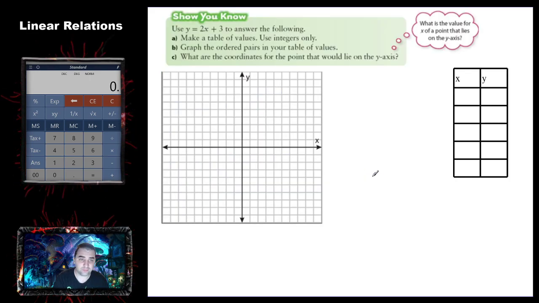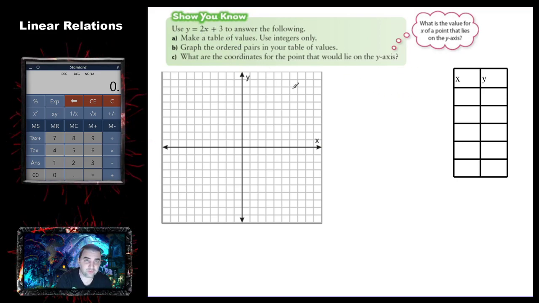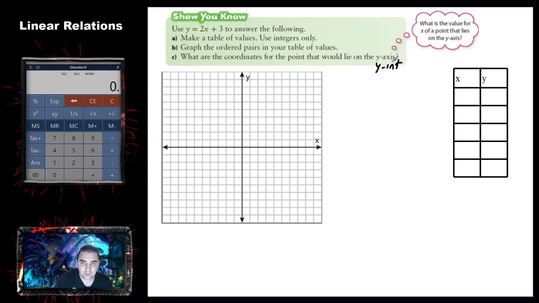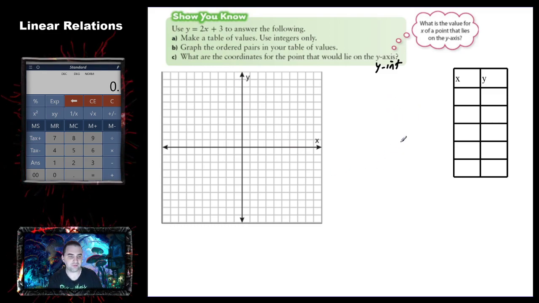Here's a show you know. So pause the video here, do the same thing I just did, make a table of values, graph the ordered pairs, find out what are the coordinates for the point that would lie on the y-axis. So that is your y-intercept. So I want you to find your y-intercept, and you can challenge yourself too to just point out what the slope would be. You should be able to find the y-intercept just by doing numerical stuff too, but you can find it graphically if you prefer. Go ahead and pause the video and tell me these things.